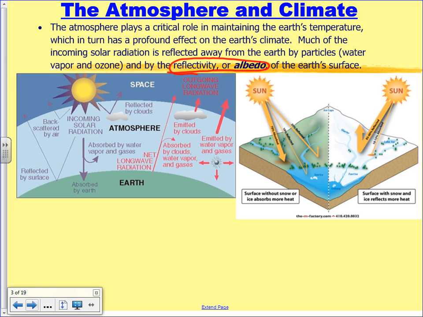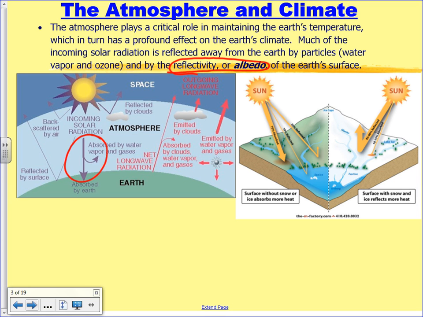Obviously, a lot of the solar radiation gets reflected away before it ever reaches us, which is good because there's way too much. We don't need as much as actually strikes the Earth's atmosphere. Then we've got some coming in, and some of it obviously gets absorbed by the Earth, and some of it gets absorbed by water vapor and gases within the Earth's atmosphere. Some of it that hits the Earth reflects off.